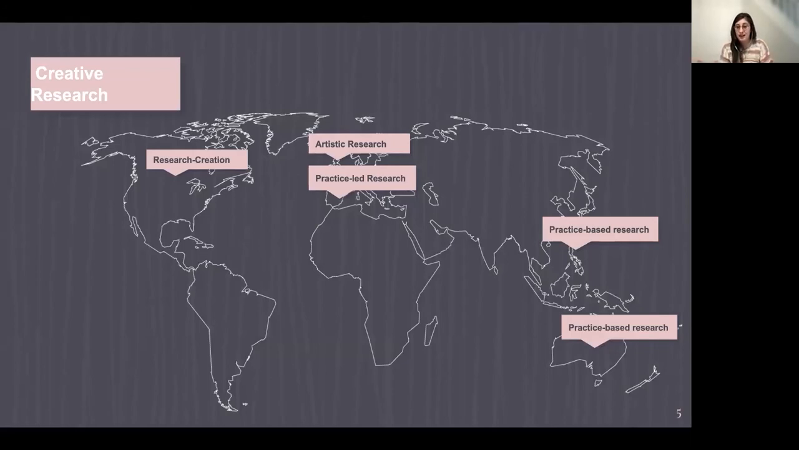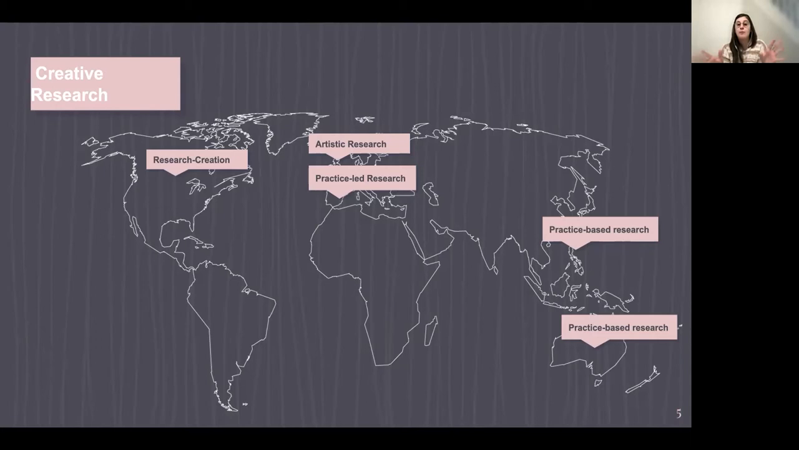Here's a map. There's quite a big umbrella term, creative research, that floats around, I would say, probably the most consistently across the world. But research creation is very much generated in North America, and it is fairly new. The first grant for research creation was awarded by SSHRC in 2004. So we're kind of just marking the first 15, 16 years of something so important. However, it has roots in practice-based research in Australia and in artistic research in Germany.